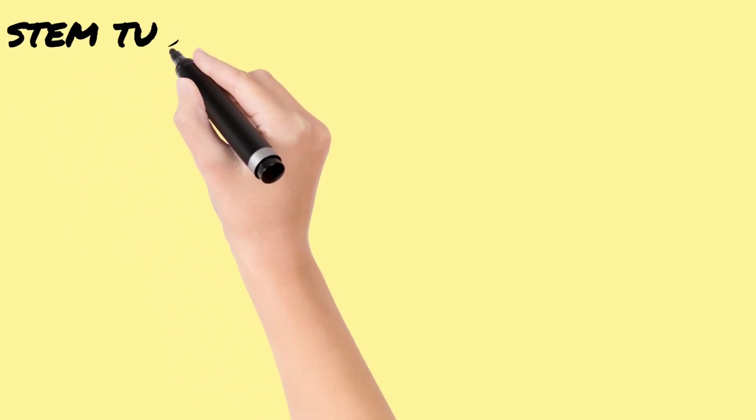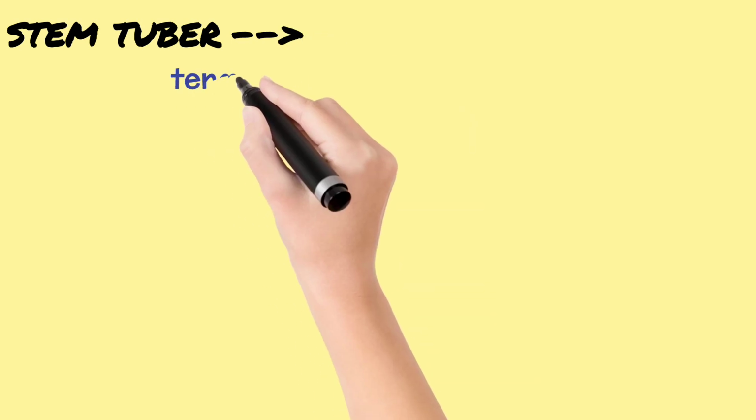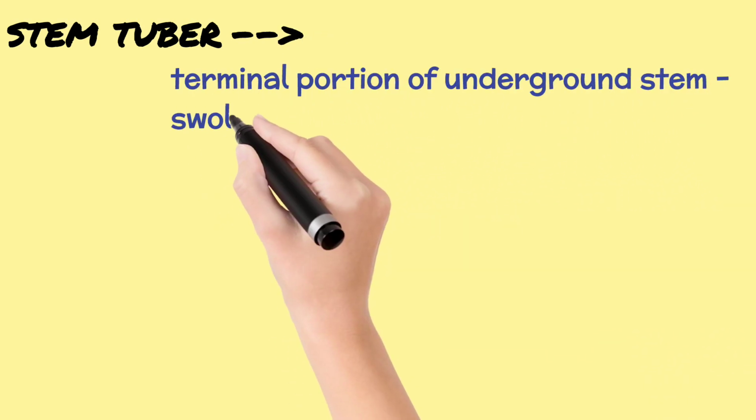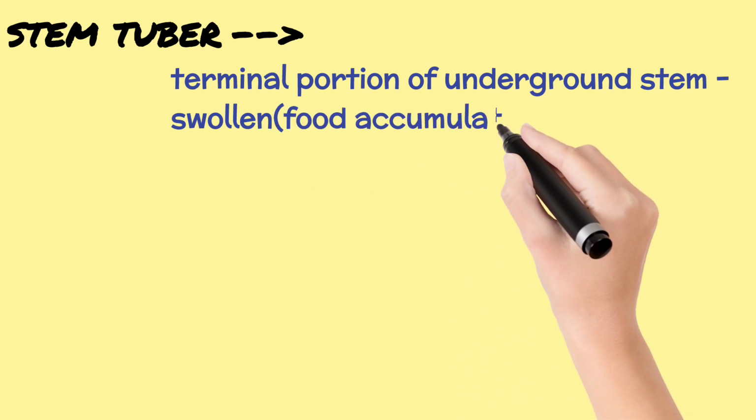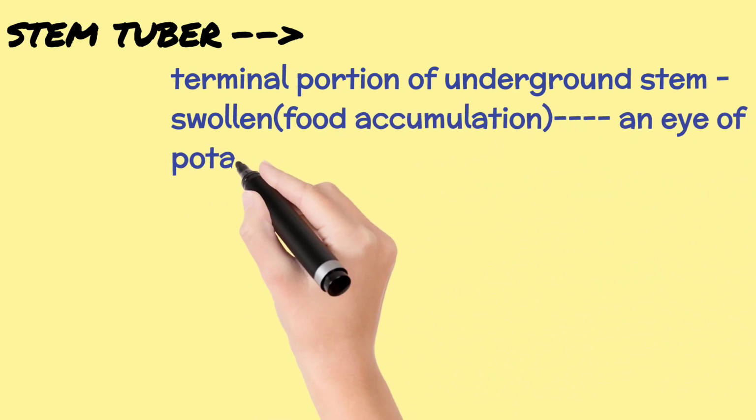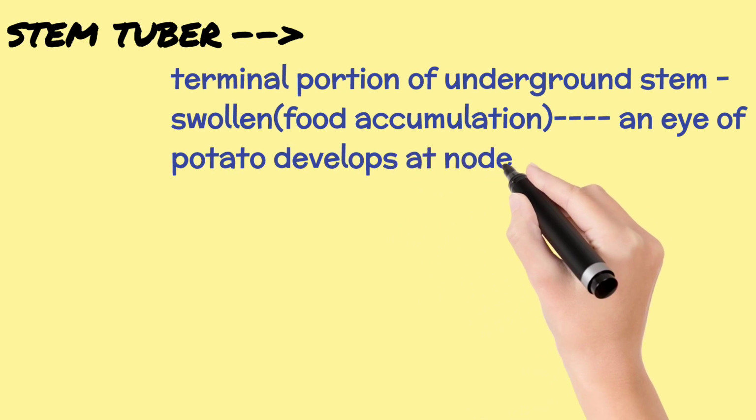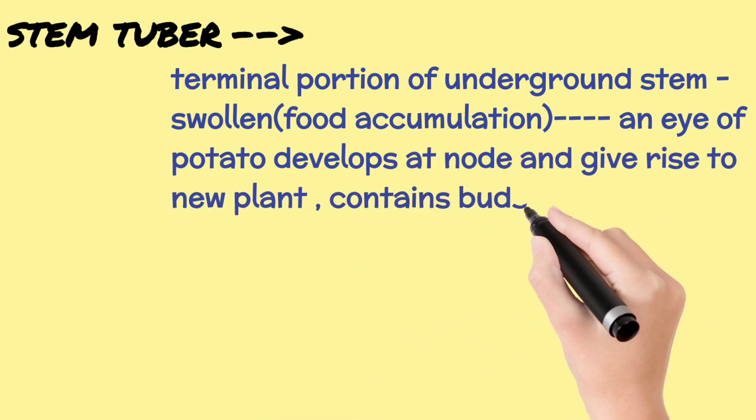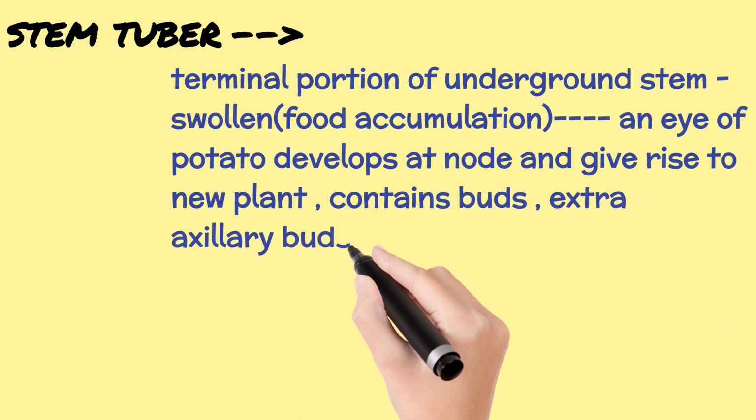Stem tuber is the terminal portion of underground stem. Swollen, food accumulation, and an eye of potato develops at node and gives rise to a new plant, contains buds, extra axillary buds. Example is potato.